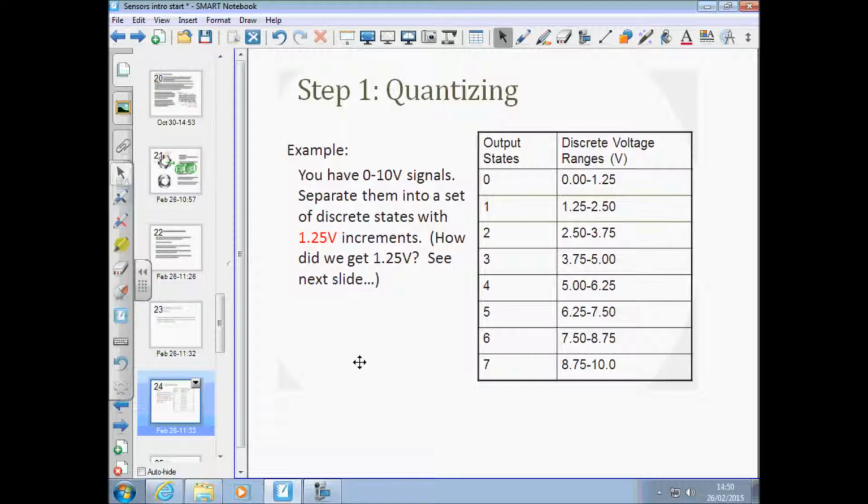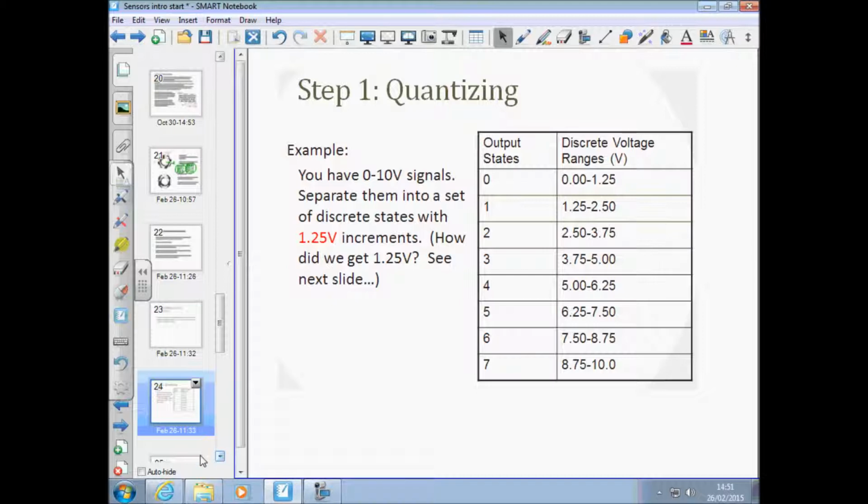So, first step of quantizing. If you have a 0 to 10 volt signal, separate it into a set of discrete states with 1.25 volt increments. How do we get 1.25 volts? Well, that's on the next slide. So if we've got 8 output states, any voltage between 0 and 1.25 volts will be state 1, and then 1.25 to 2.5 state 2, and so on.